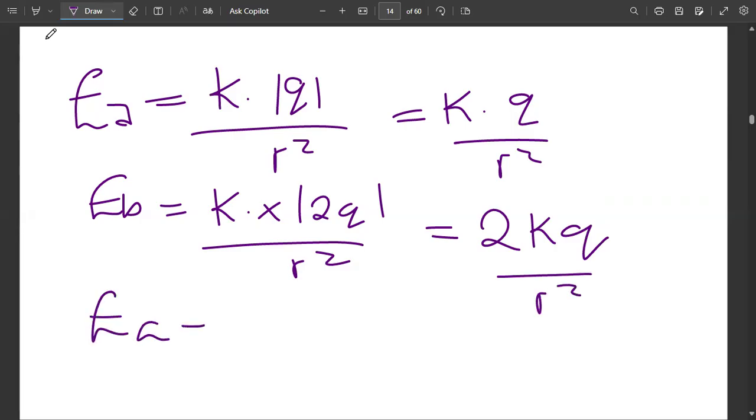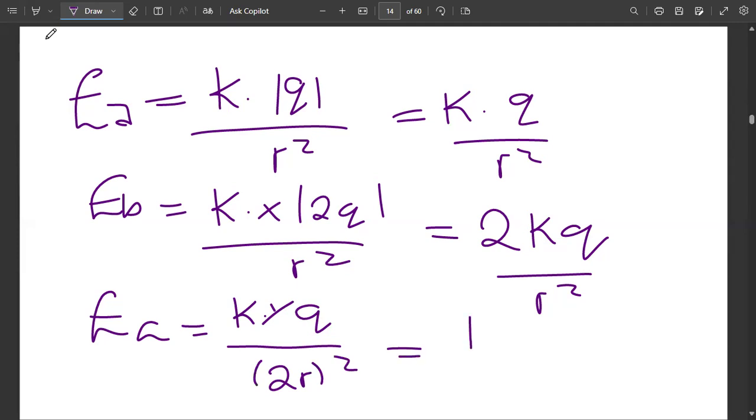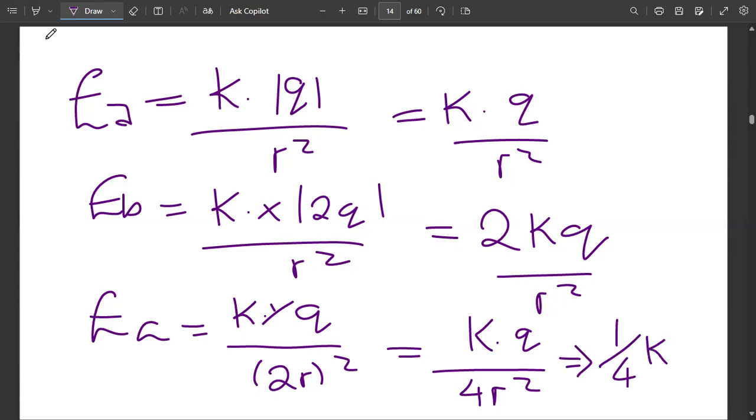What about EC? On EC, we've been given that the distance is 2R whilst the charge is Q. So we're going to have K multiplied by Q over 2R, and we're squaring this. So this will be equal to KQ over 4R squared. This is equal to 1 over 4 KQ over R squared.